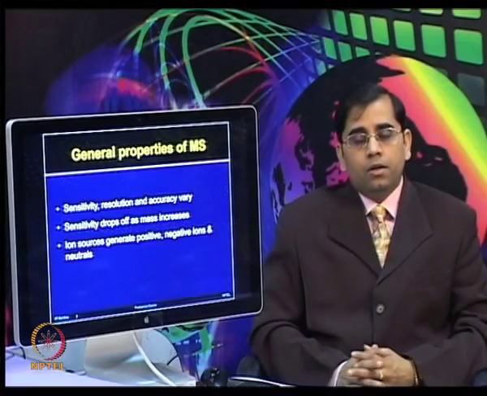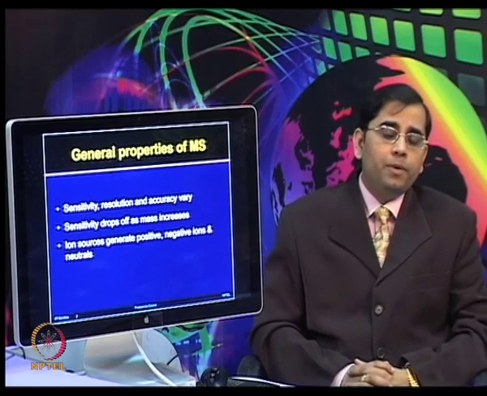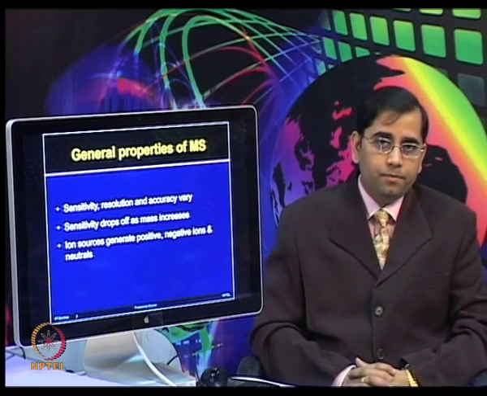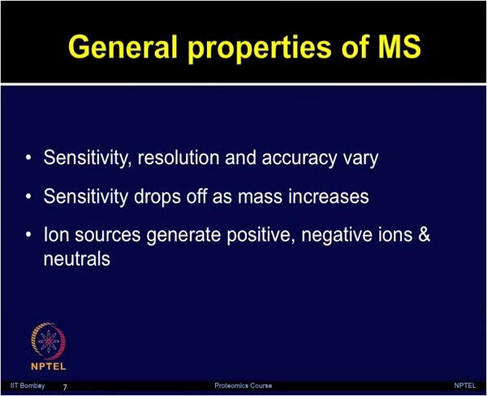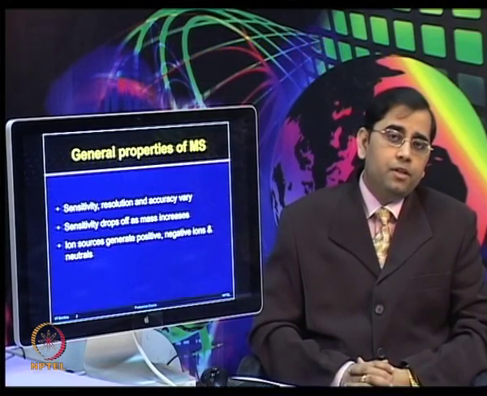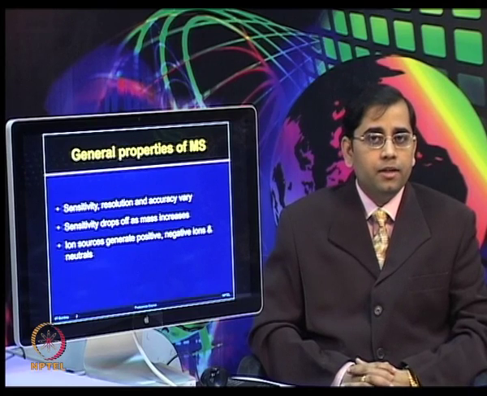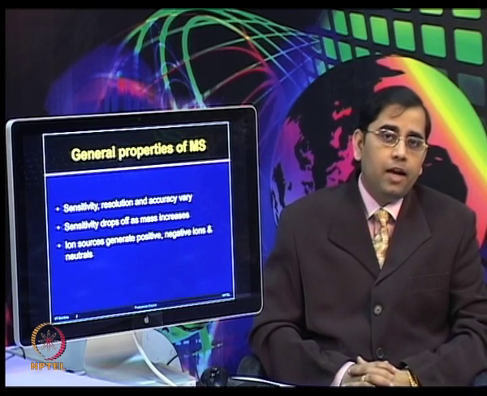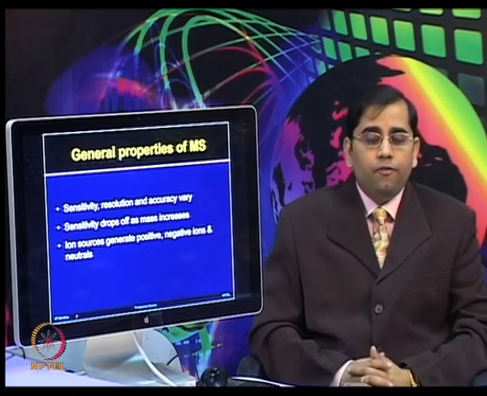Now, let us discuss general properties of MS. The sensitivity, resolution and accuracy vary among various mass spectrometers. The sensitivity drops off as the mass increases, and as I mentioned, the sensitivity for protein detection can be as low as in the attomolar or femtomolar range.